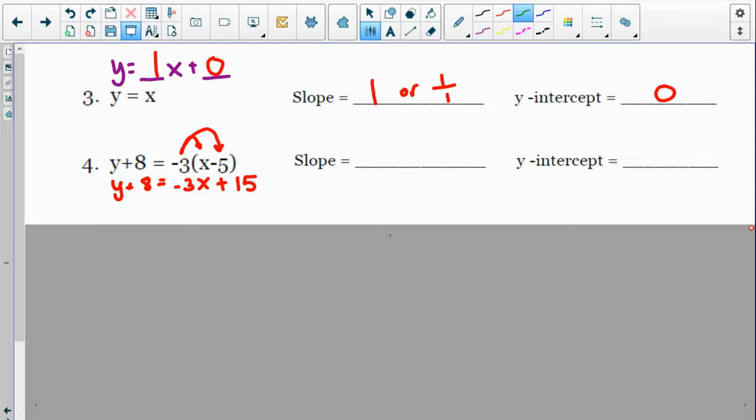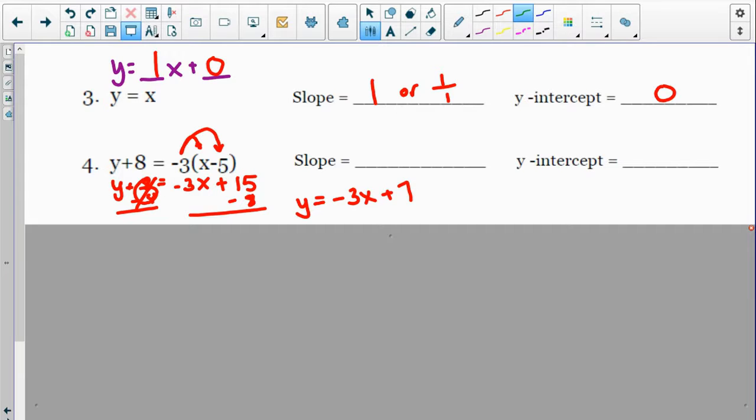Step 2, we want to get y by itself. Okay, this is just like solving literal equations. I just want to solve for y and get it by itself. So if I want to undo the plus 8, I subtract 8 on each side. And let's see, what would I subtract 8 from? Well, 8's just a number, so I subtract it from the other number. That's going to leave me with y equals, because that's going to cancel, I bring down the negative 3x, and then I do 15 minus 8, which is positive 7.